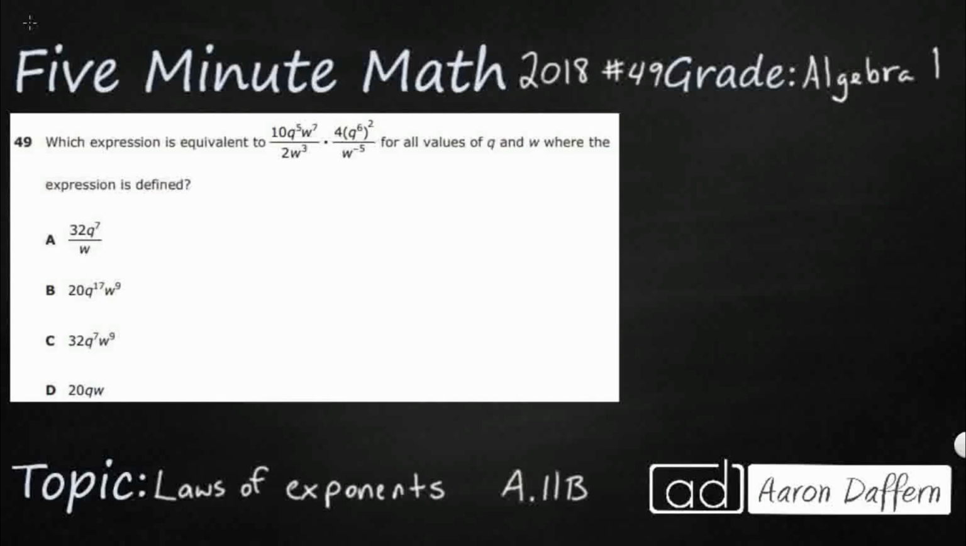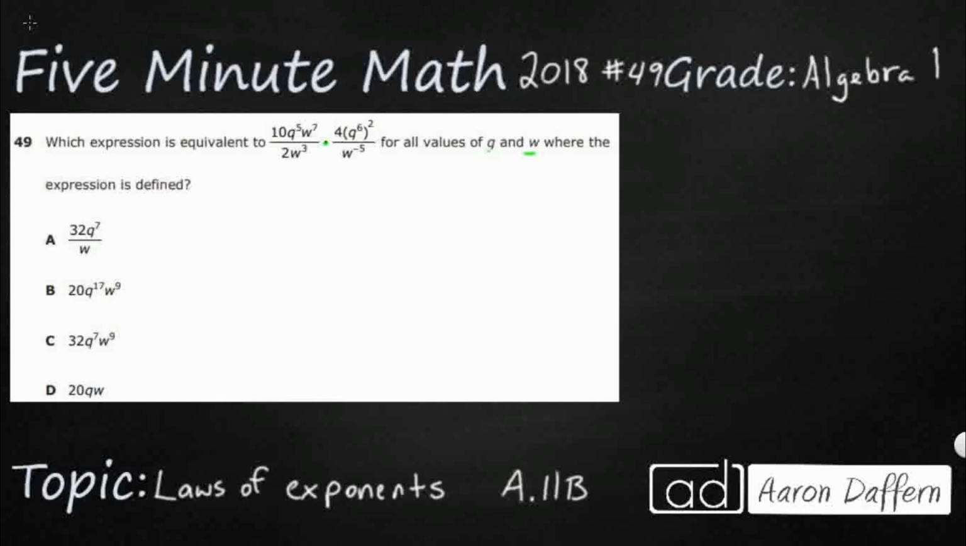So we need to find an equivalent expression. Q and W are defined. That means they just can't be 0, because if you ended up with a 0 in your denominator, obviously things would be undefined. So we need to simplify this, and you see that we've got two fractions that are going to be multiplied together, which means that we can use the distributive property for the whole thing.